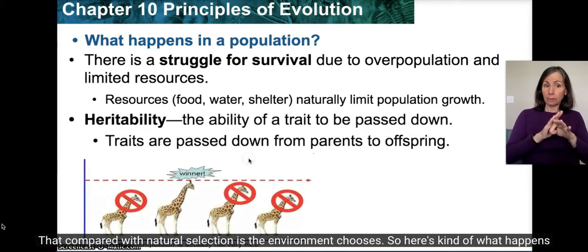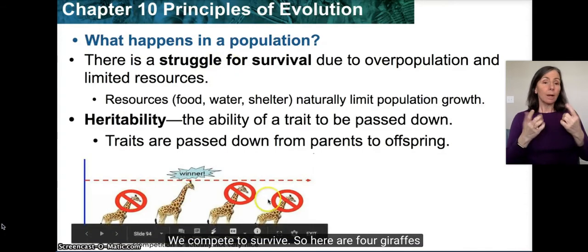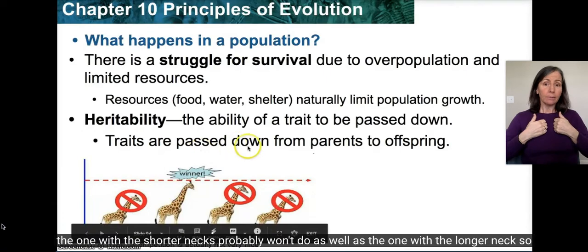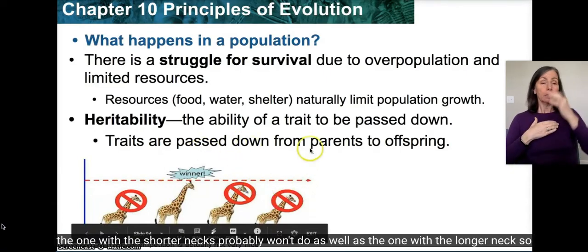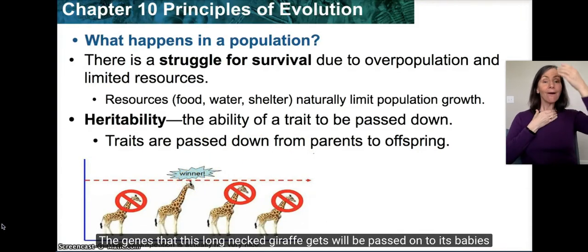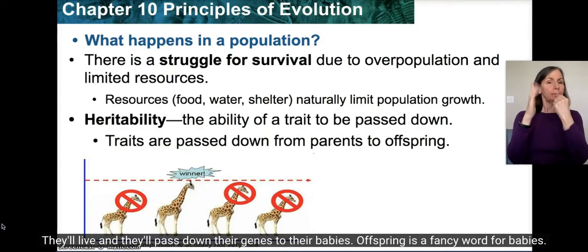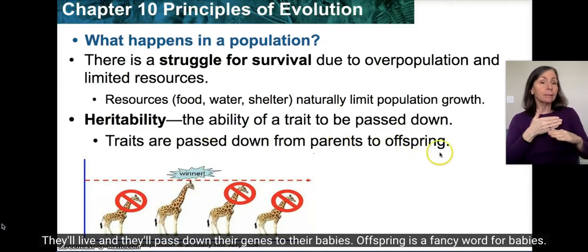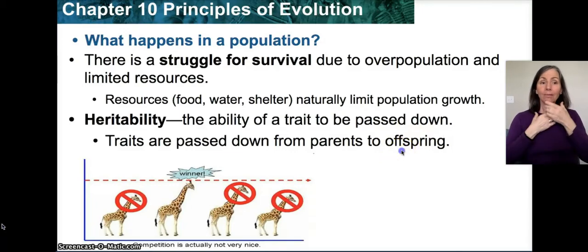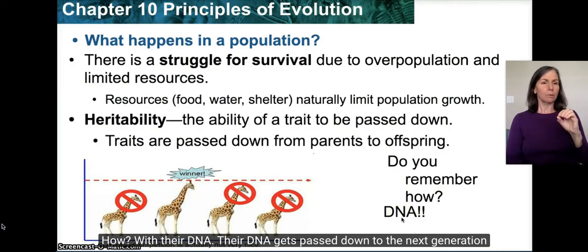So here's kind of what happens. We compete to survive. So here are 4 giraffes. The one with the shorter neck probably won't do as well as the one with the longer neck. So the genes that this long-necked giraffe gets will be passed on to its babies. If those babies have long necks, they'll live and they'll pass down their genes to their babies. Offspring is a fancy word for babies. How? With their DNA. Their DNA gets passed down to the next generation.